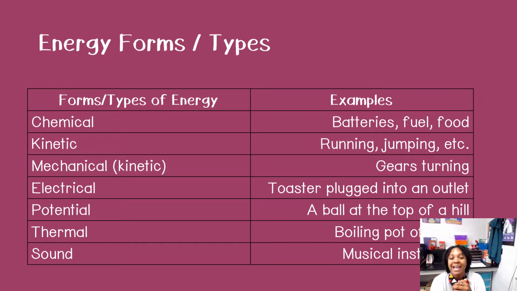Okay, potential energy is energy that is stored. A ball at the top of a hill is potential energy. Thermal energy is boiling a pot of water. That heat, that thermal energy: we know that when the temperature rises, the particles move faster, and the faster they move, the hotter they are. Cold particles move slowly, but the hotter they get, the faster the particles move, okay?